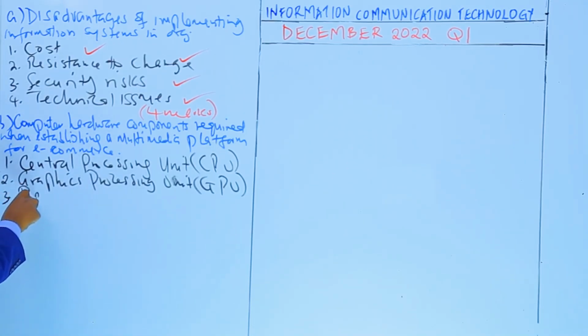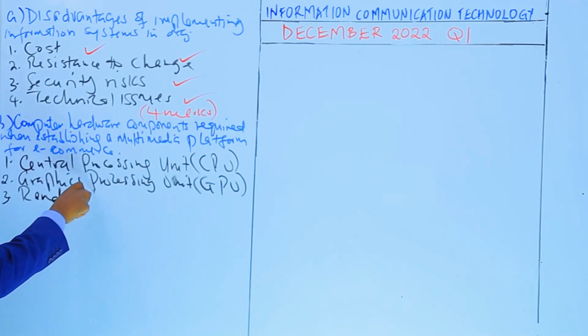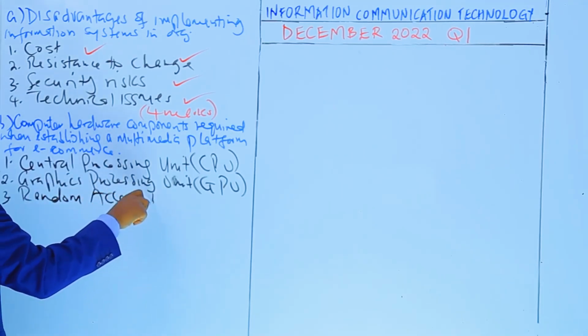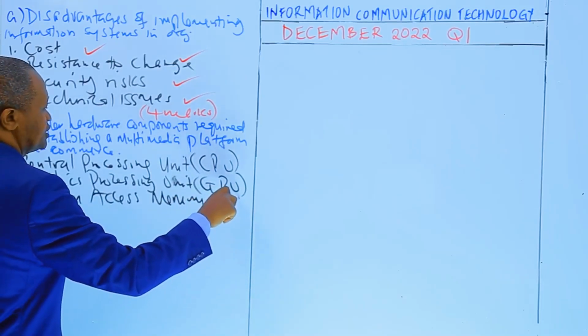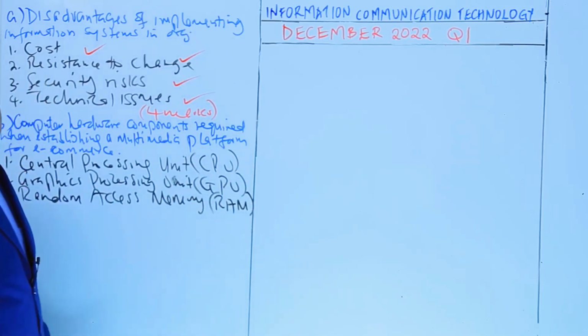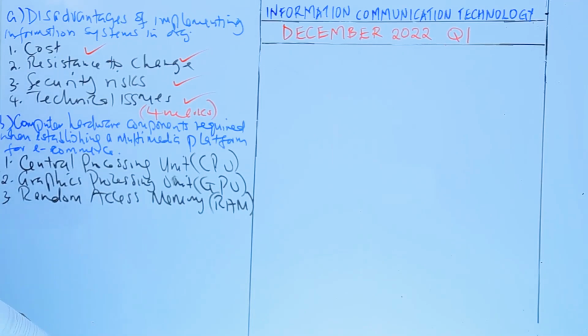3. Random access memory, the RAM. RAM is a temporary storage that holds data and instructions that the CPU needs for immediate processing.